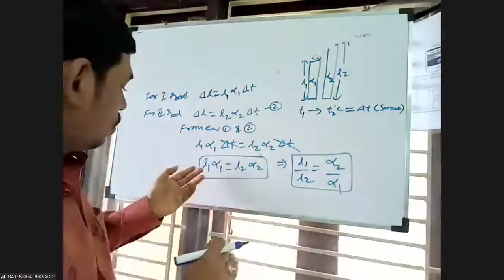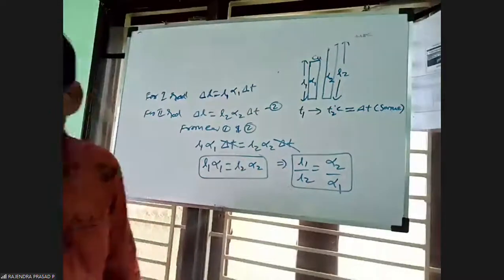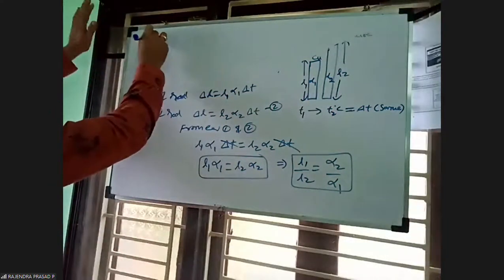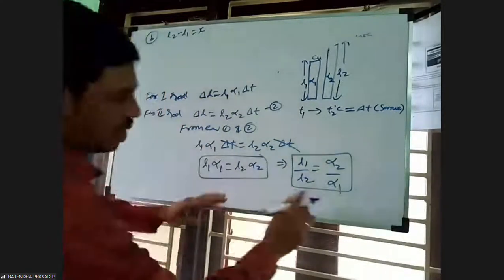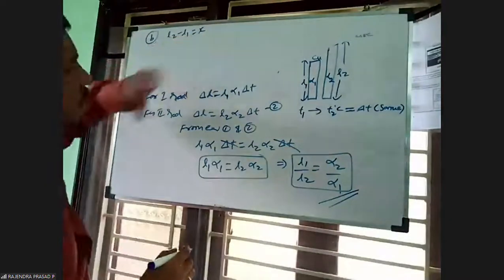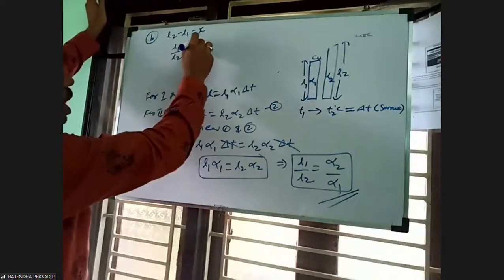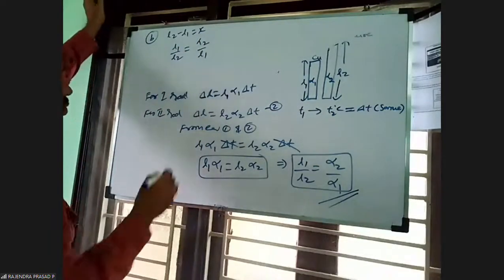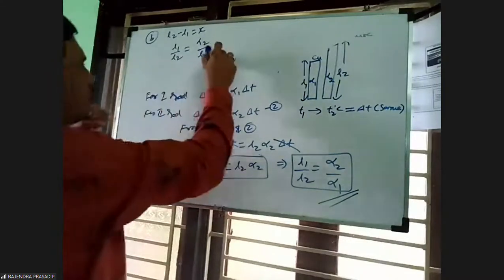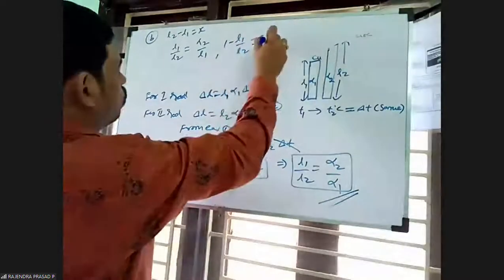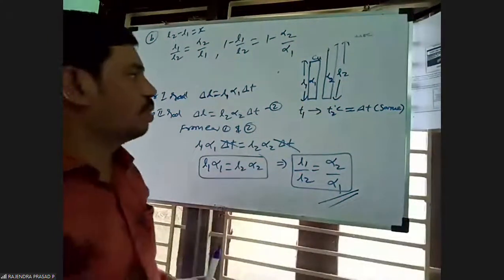Right. So L1 alpha 1 equal to L2 alpha 2, so L1 by L2 equal to alpha 2 by alpha 1. This is the one condition. Second condition, L2 minus L1 equal to X. We know L1 by L2 is equal to alpha 2 by alpha 1. So both sides minus 1: 1 minus L1 by L2 equal to 1 minus alpha 2 by alpha 1.